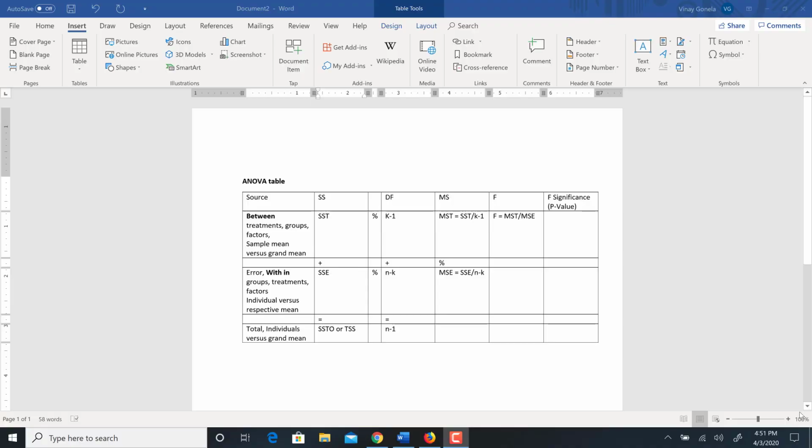Hello class, in this lecture I will talk about the ANOVA table. We'll be doing a problem from Hawkes Learning, and how to solve this problem. So this is how your ANOVA table looks.